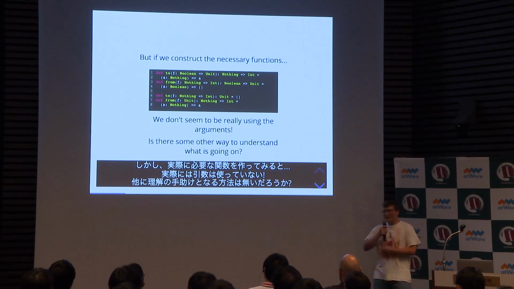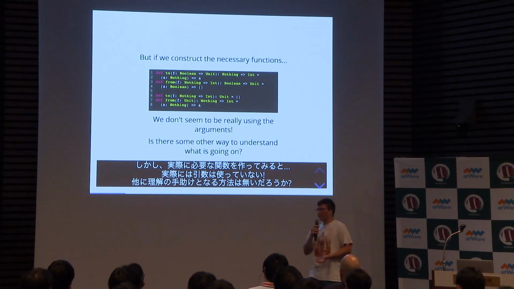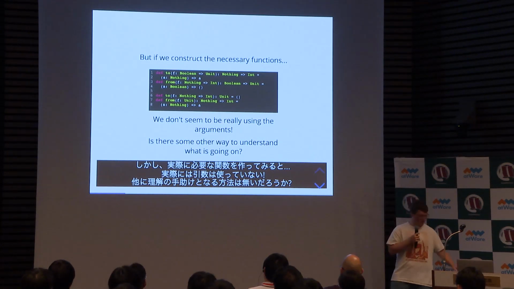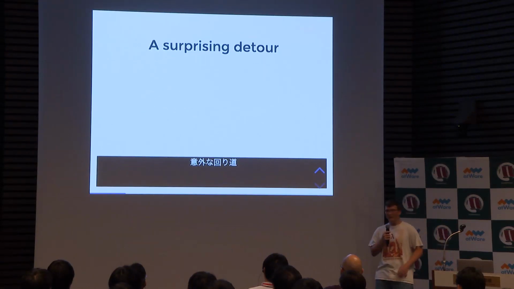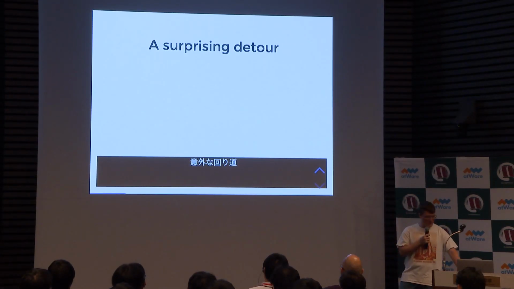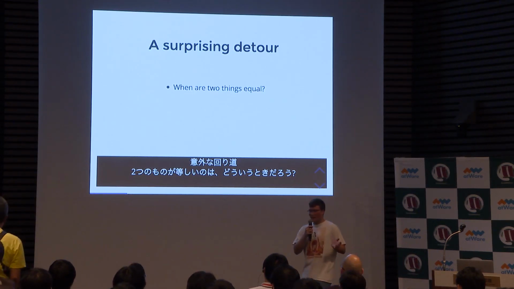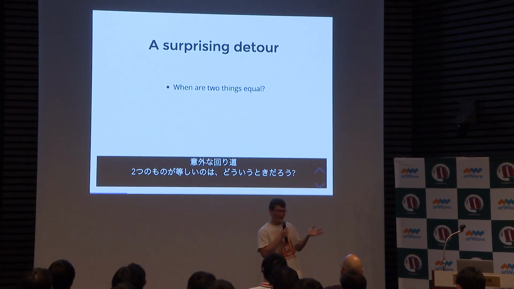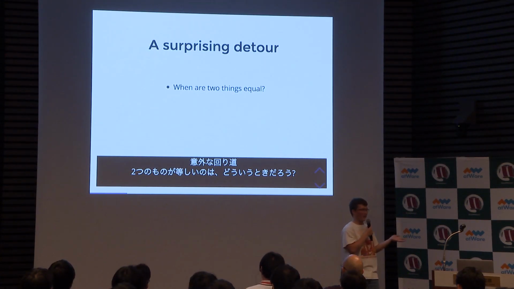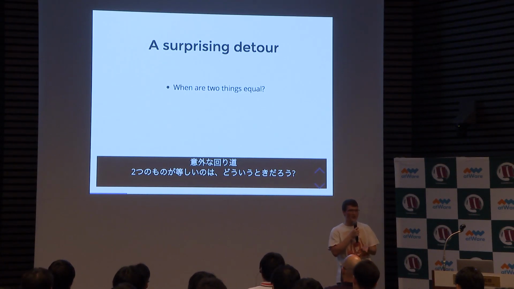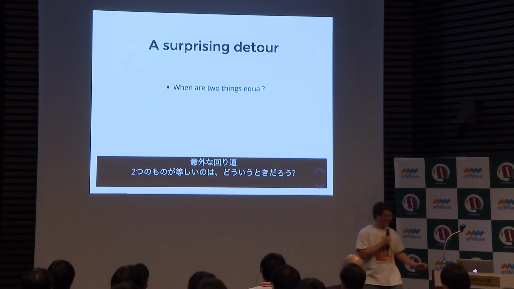But is there some other way to look at this? Is there some other way to understand what's going on here? We're going to take a surprising detour. And we're going to ask ourselves, well, when are 2 things equal? Because that's how we know, that's how we count, right? If we know that 2 things are different, then we count them as different objects. And if they're the same, we count them as the same object, right?